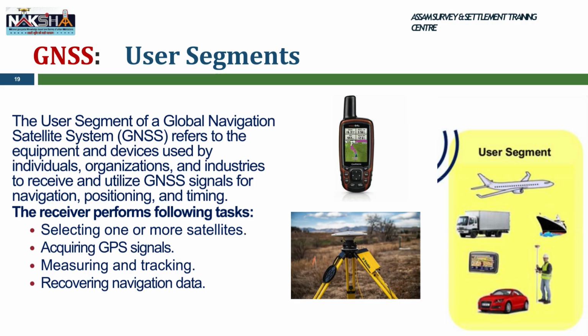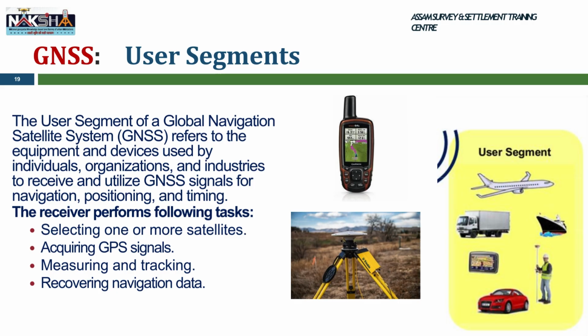A GNSS receiver performs the following tasks. Selecting one or more satellites. The receiver chooses which satellites to connect with. Acquiring GPS signals. It captures the signals sent by the satellites. Measuring and tracking. The receiver continuously measures the signals and keeps track of the satellite's positions. Recovering navigation data. Finally, it extracts the navigation information to provide accurate position, speed, and time.